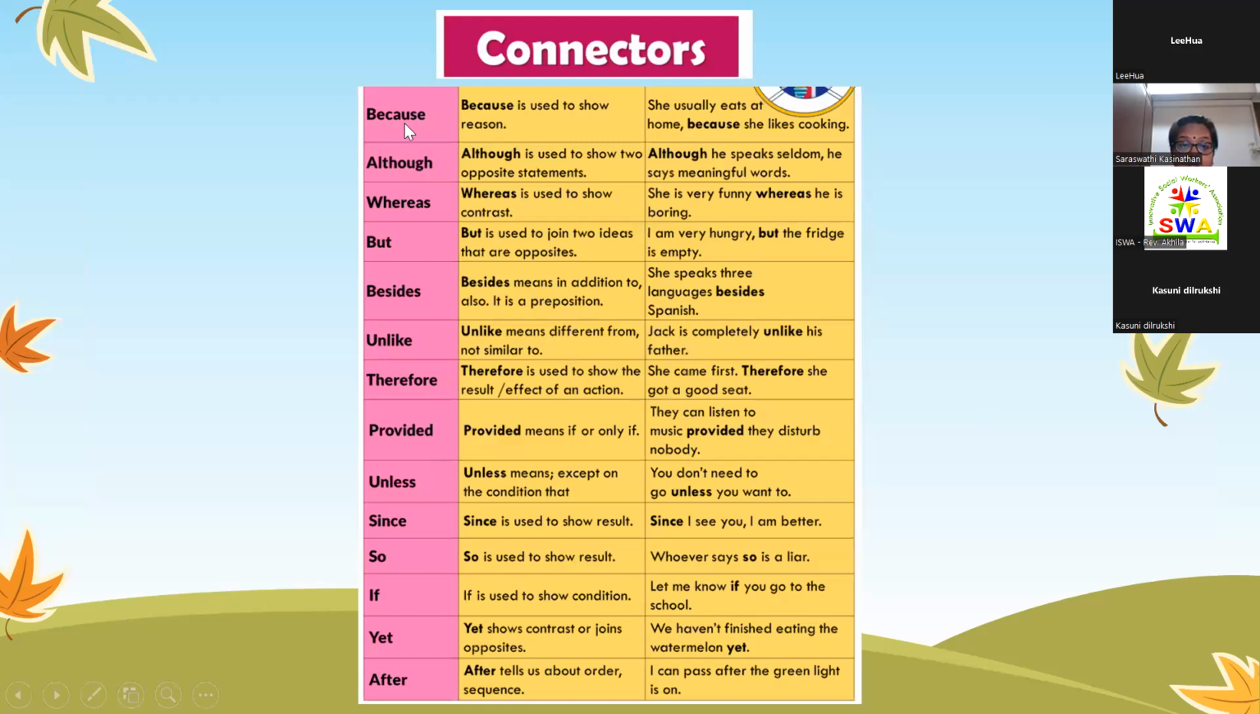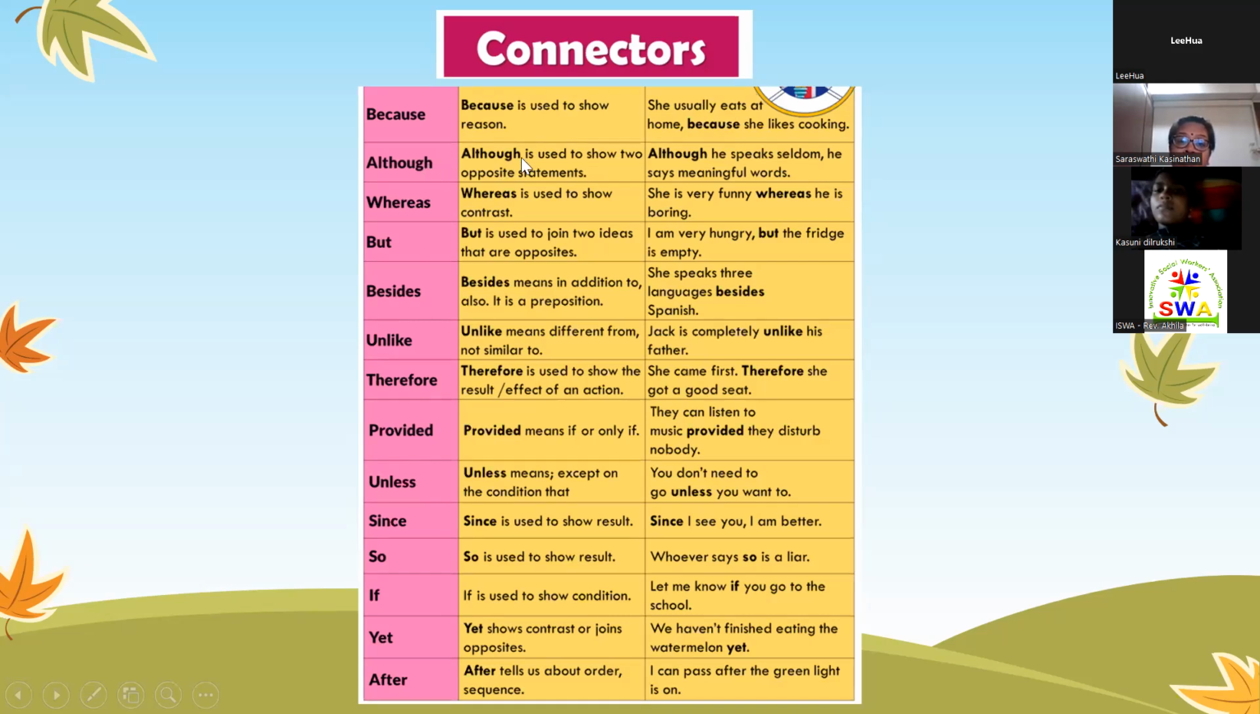Let's look at the first one here. The first one is because. I'm sure many of you have used it before. Because is used to show reason. If you want to give a reason for something, you use the word because. He usually eats at home because she likes cooking. So why is she eating at home? The reason is she likes cooking. So there's a reason given when you use the word because.